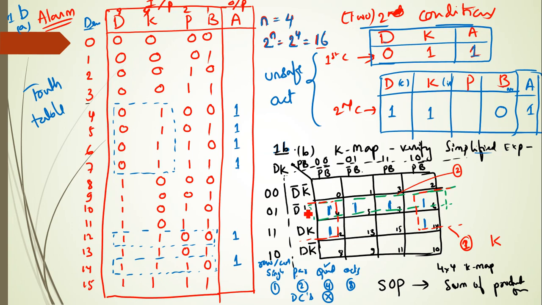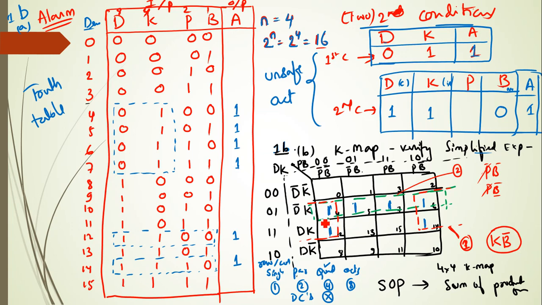Now we have solved only row-wise. Coming towards column-wise: P bar B bar for these ones, and P B bar for the others. Check for which are complements. Here, P bar B bar and P B bar, P and P bar get cancelled, only B bar remains. So you write that B bar here. Simple. So the expression for the first grouping is K B bar.